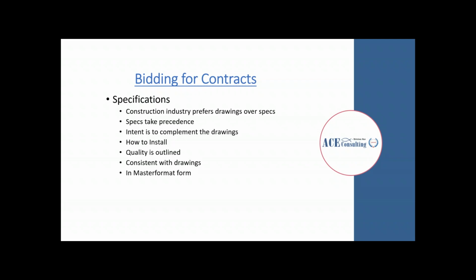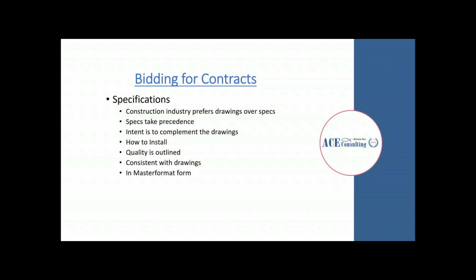Another bid document is the specifications. The construction industry prefers the drawings over the specs, although the specs often take precedence. They often include more particular information on the different scopes of work. The intent of the specifications is to complement the drawings. They're supposed to work hand in hand.